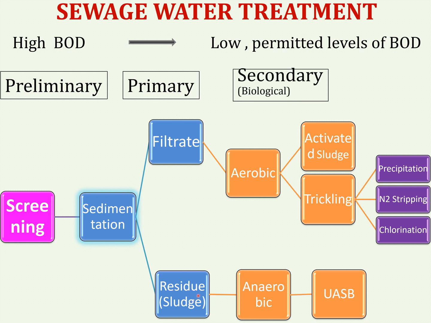And then we are going to send them for the biological process or the secondary process, aerobic. Filtrate sent for aerobic, activated sludge or trickling filter. Residue sent for anaerobic process, example UASB. And finally, the tertiary process of precipitation, nitrogen stripping and chlorination, that is disinfection, can be done.